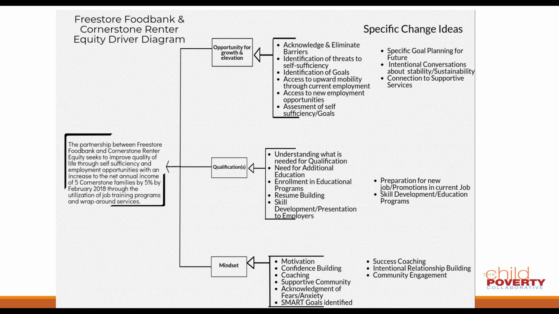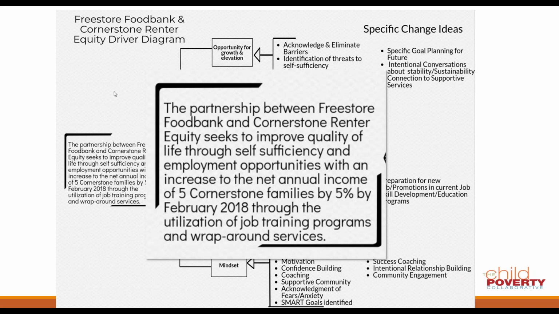What I want to focus on for Freestore is the lens of the aim statement. If we click once, I've blown up the aim statement so we can see it more clearly. It reads: the partnership between Freestore Food Bank and Cornerstone Renter Equity seeks to improve quality of life through self-sufficiency and employment opportunities, with an increase in the net annual income of 5 Cornerstone families by 5% by February 2018 through the utilization of job training programs and wraparound services.